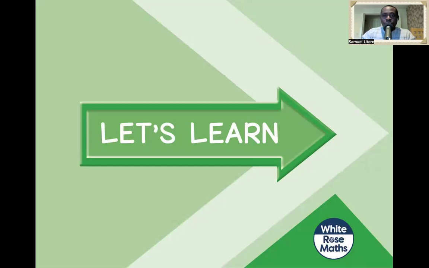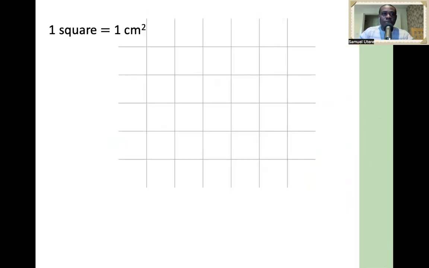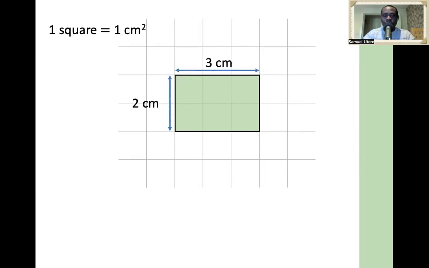Okay, let's do some new learning. Here, if we have the shape, what would we say the area is? What do you think? Well, you may have learned this in primary school. Each square is 1 centimeter squared. So because we have 6 squares bounding or holding the shape, we say the area is 6 square centimeters.